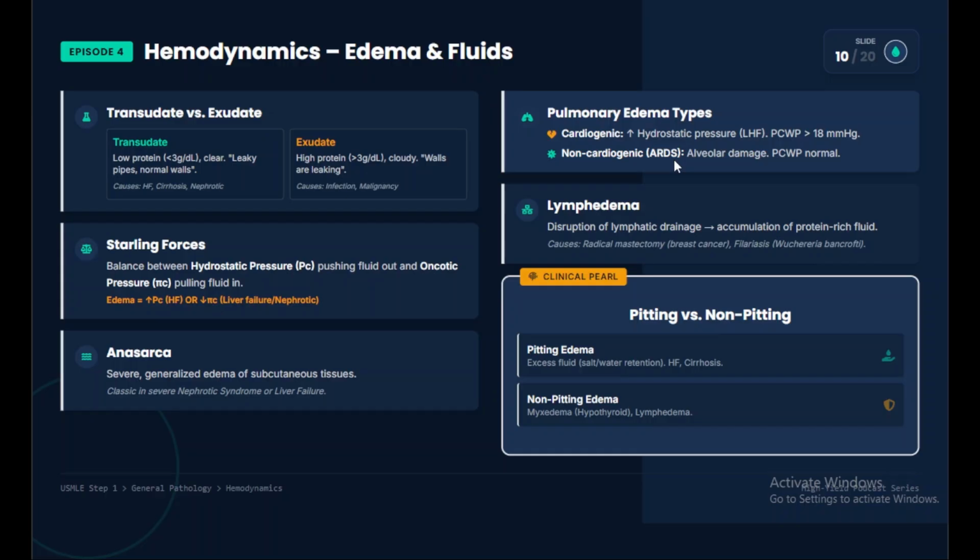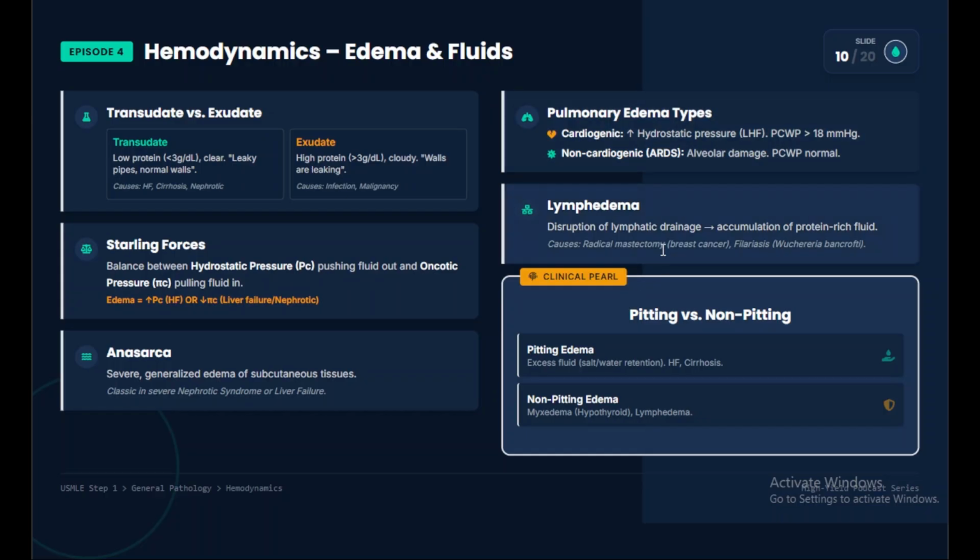And if I talk about non-cardiogenic edema, it is caused by alveolar injury, which causes an increase in the permeability of vessels. The pulmonary capillary wedge pressure, PCWP, is normal here, and it is seen in sepsis, trauma, and inhalation injury.